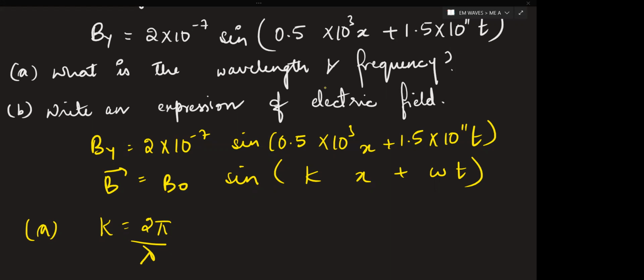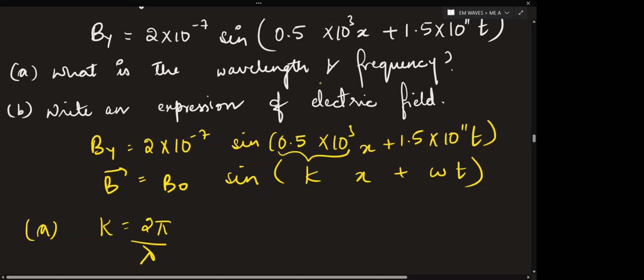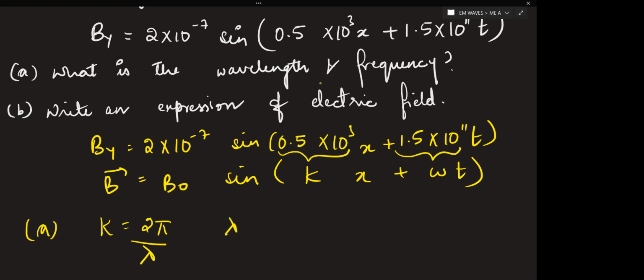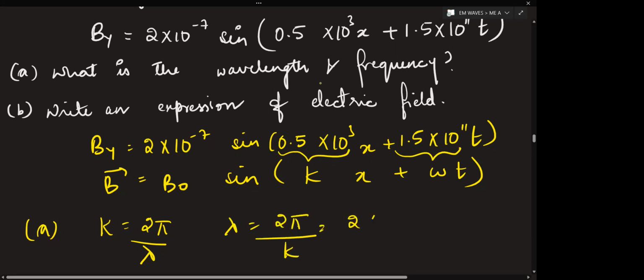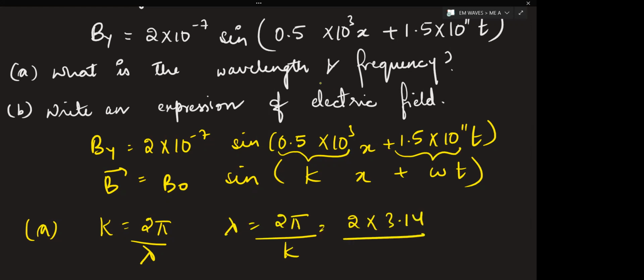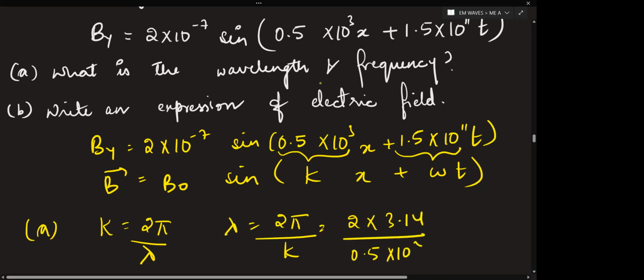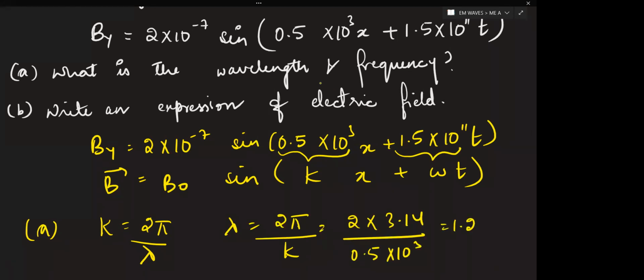Sneha, you're there in the class? Yes or no? Yeah. See, Sneha, k will be this part. kx omega t. So lambda is asked, so it will be 2 pi divided by k. This becomes 2 into 3.14 divided by k, which is 0.5 into 10 to the power 3. So 4 into 3.14 will give you 1.26.